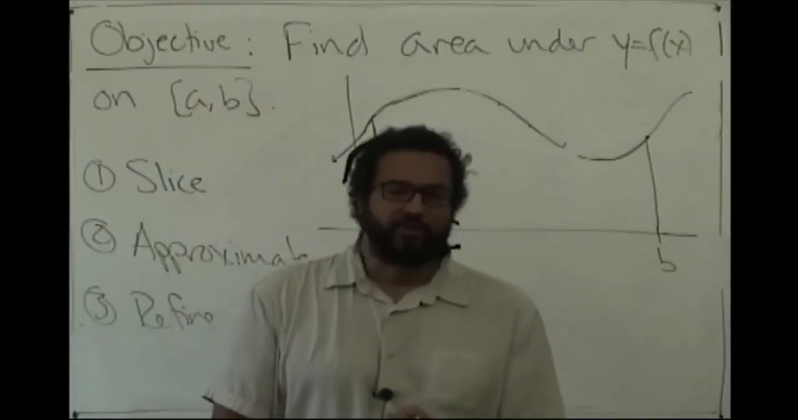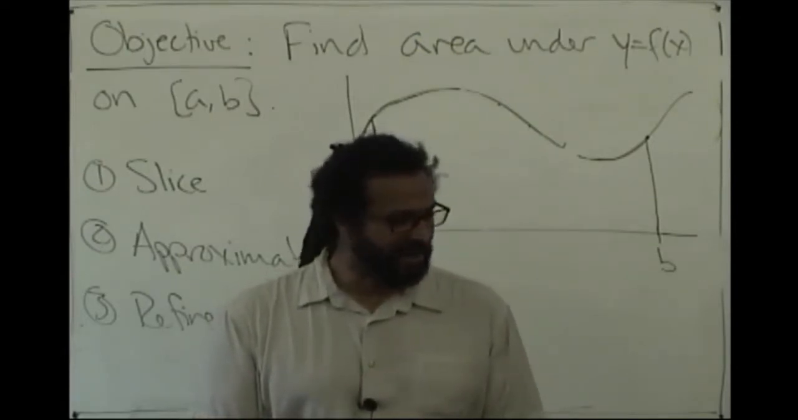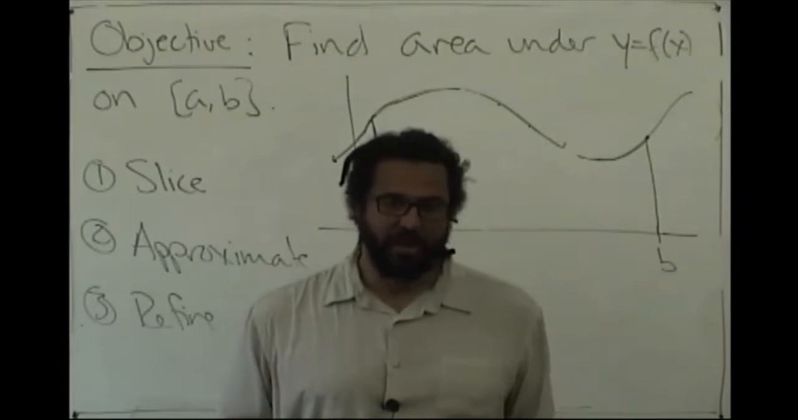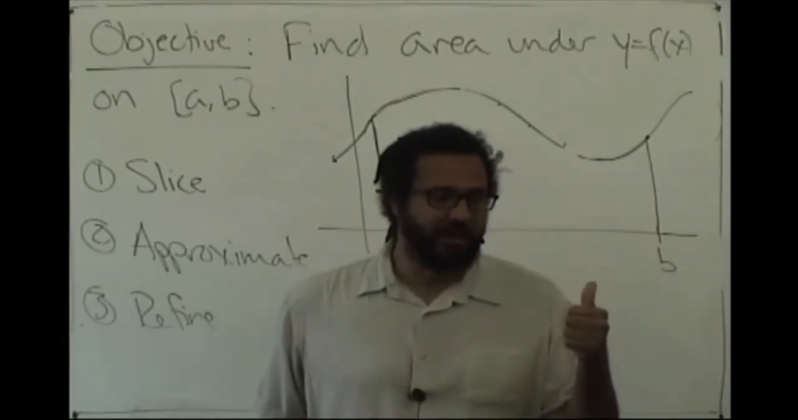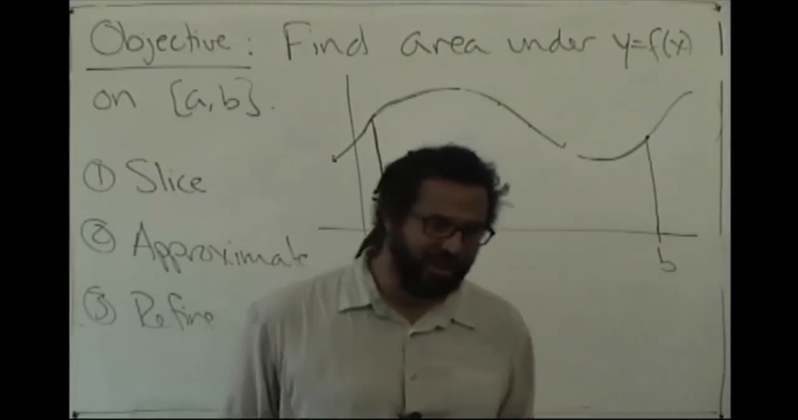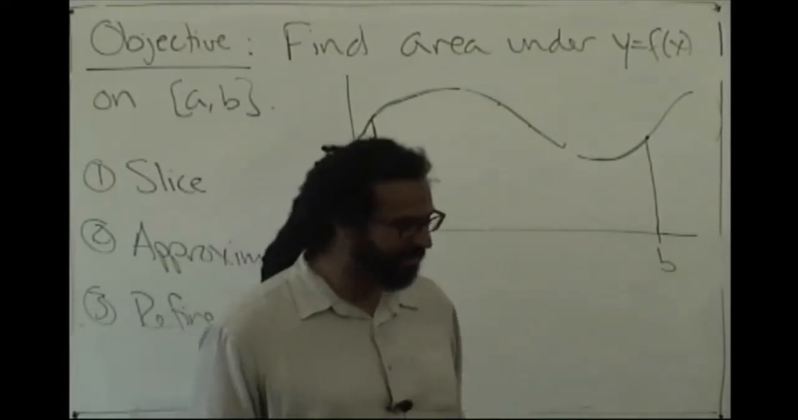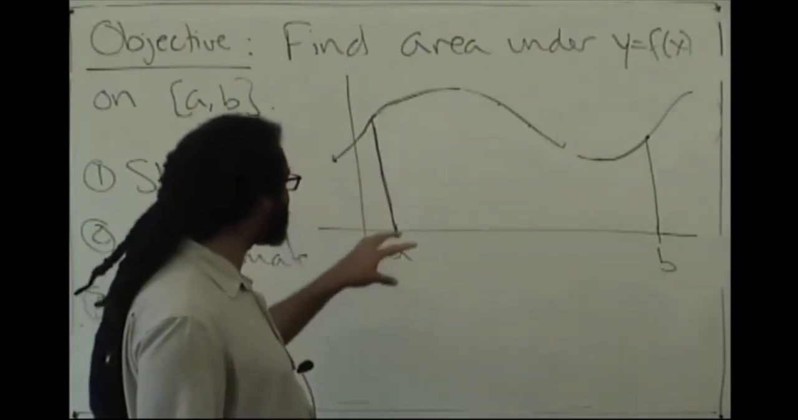All right, now we want to switch gears and look at the second fundamental problem in calculus. The first one was to find a tangent line to a curve, or to find the instantaneous rate of change, and then we saw a bunch of applications for that. The second one is to find the area under a curve.